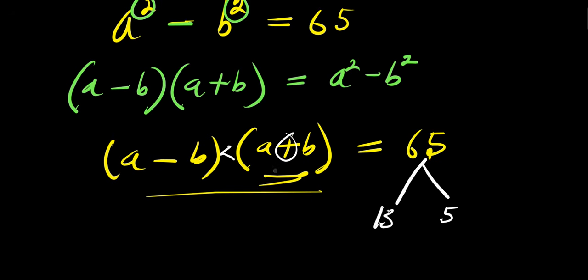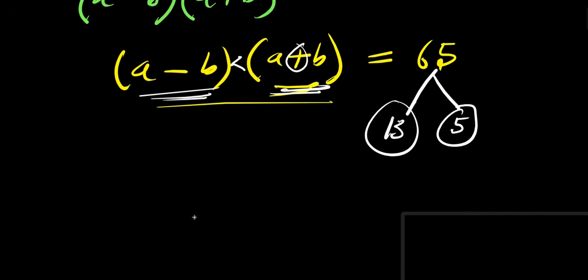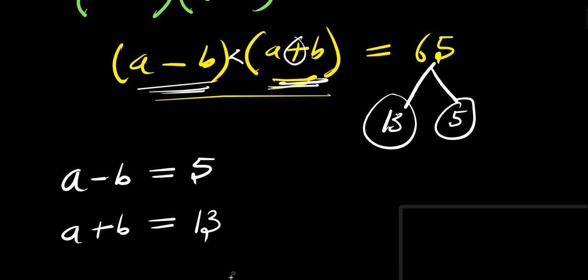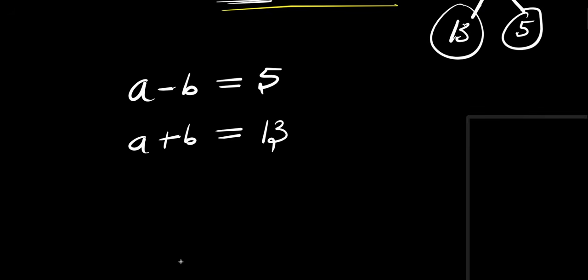So which one is a plus b? Which one is a minus b? A minus b, since this one is smaller than a plus b, that means this one will equate this smaller number. Well, a plus b, which is greater than a minus b, will equate the bigger number. So right now, we are going to have a minus b equals 5 and a plus b equals 13. So let's solve for a and b. This is a simple simultaneous equation. So this is our equation 1. This is equation 2.